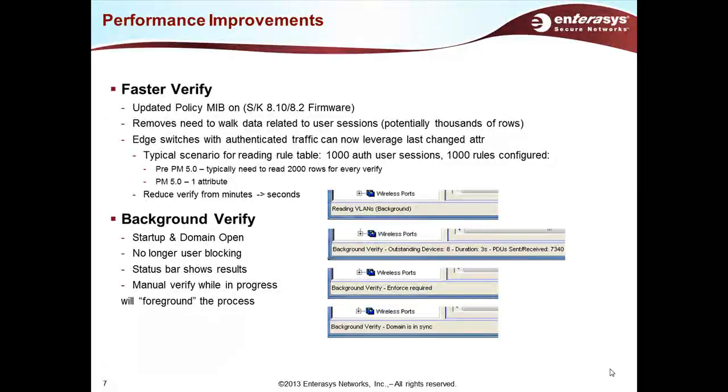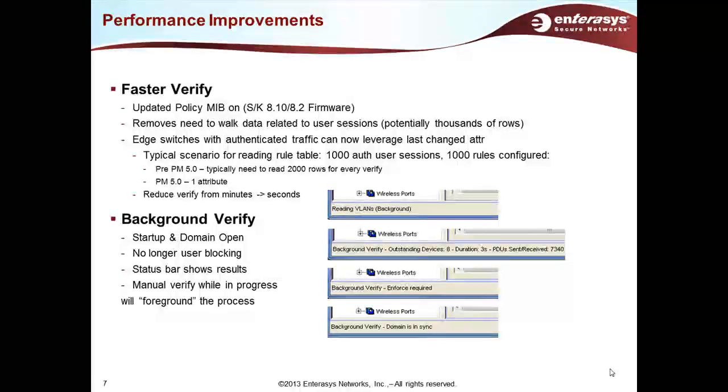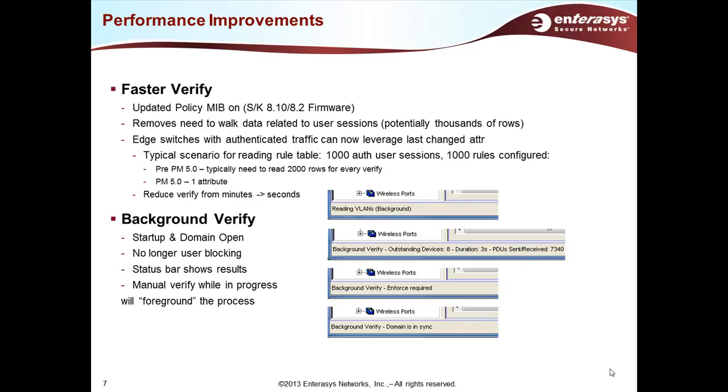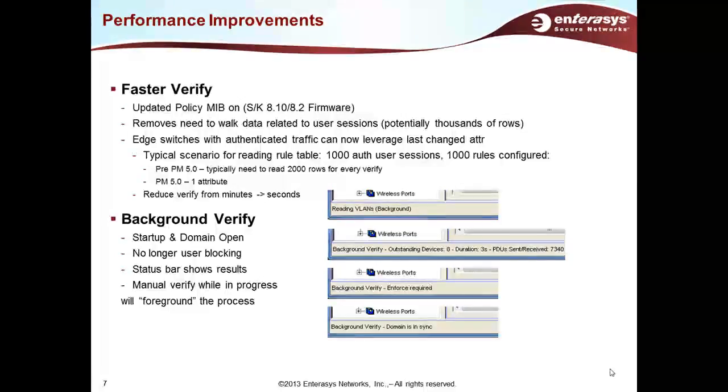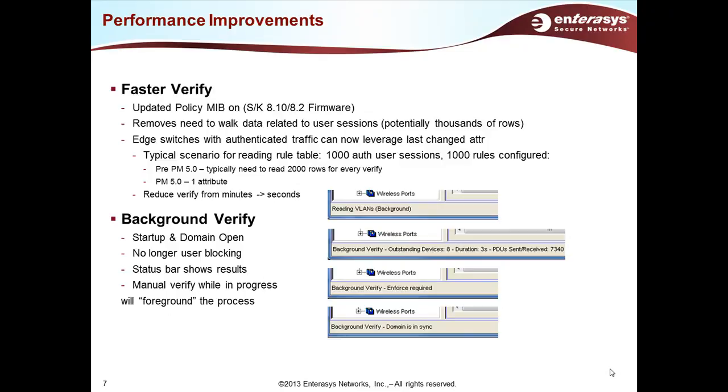The policy MIB, the communication interface between device firmware and policy manager, has been updated for 5.0. Up until today, the current design grouped together user session information with the static policy configuration defined in Policy Manager. This would force Policy Manager to read extra data when doing an enforce or verify. With current devices supporting potentially thousands of users, this would cause Policy Manager to unnecessarily have to walk thousands of entries. The updated MIB removes this performance hit.